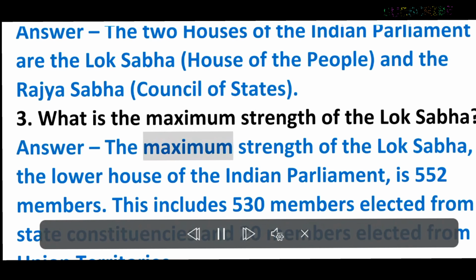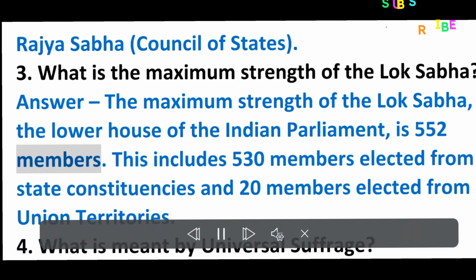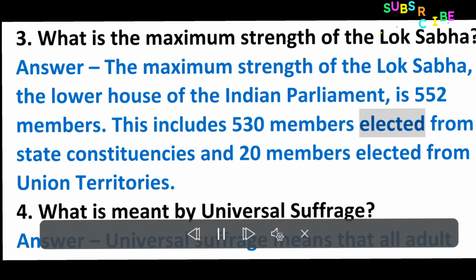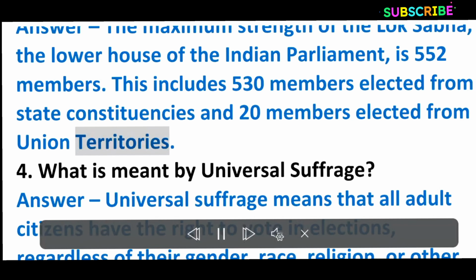3. What is the maximum strength of the Lok Sabha? Answer. The maximum strength of the Lok Sabha, the lower house of the Indian Parliament, is 552 members. This includes 530 members elected from state constituencies and 20 members elected from union territories.